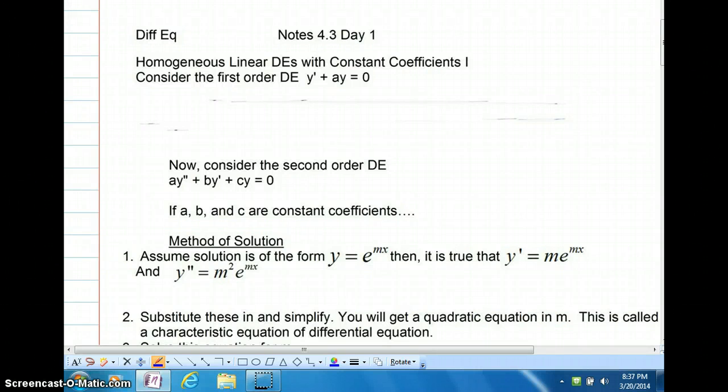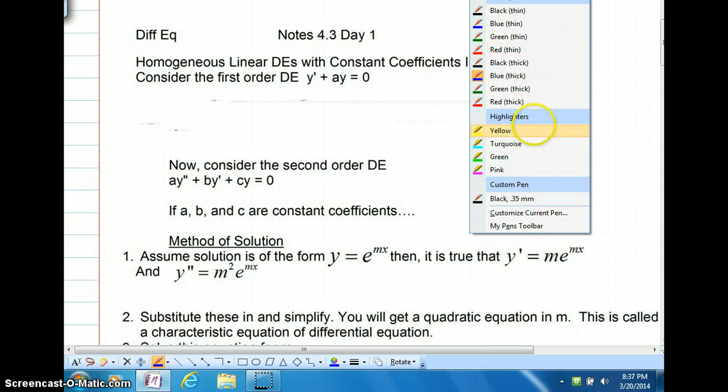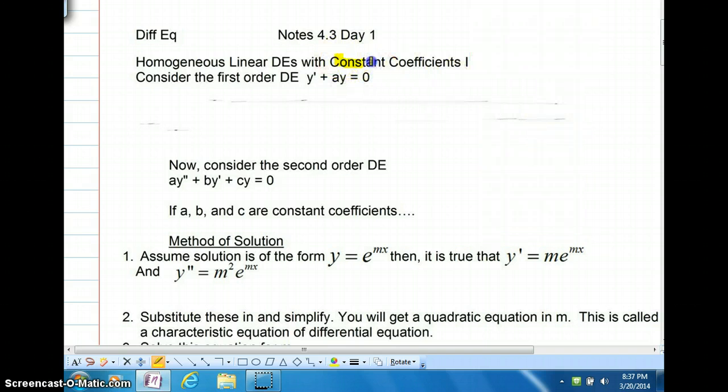Okay, for lesson 4.3, we'll deal with this over 3 days, but for our first day, a homogeneous linear differential equation with constant coefficients. That's the big difference. We've already dealt with some differential equations where we didn't necessarily have constant coefficients, but let's address that today. We can consider a first order linear differential equation, y prime plus ay equals 0.